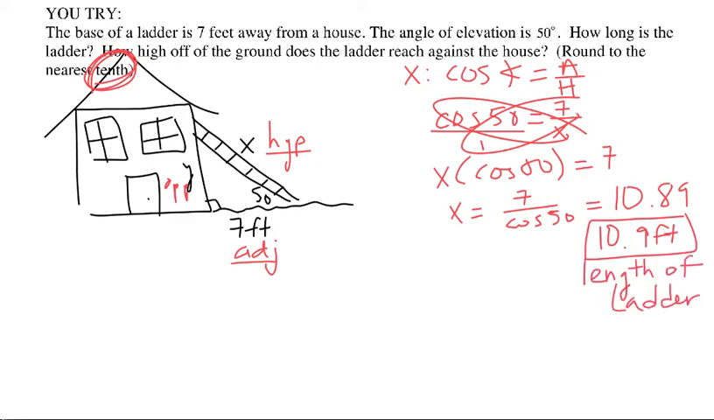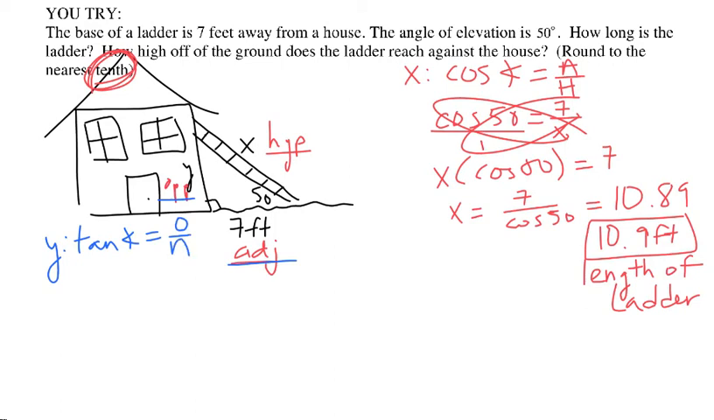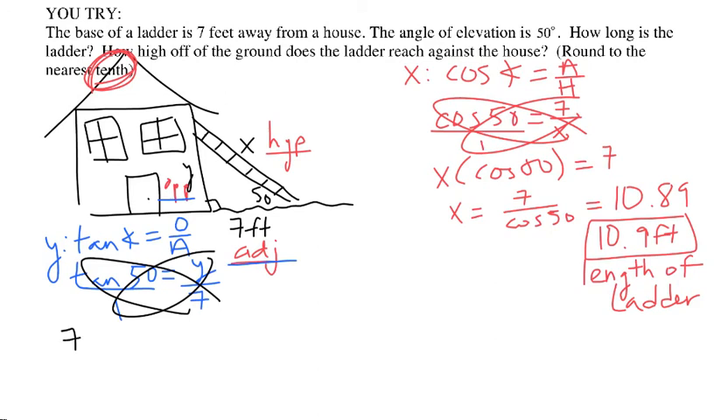Then to find what the y value is, you are using opposite now and that adjacent. So the one that uses opposite and adjacent for the y would be our tangent. So our tangent of our angle is always opposite over adjacent. So we're going to have the tangent of 50 equals our y over the 7. Put it over 1, cross multiply. So we get 7 times the tangent of 50 equals our 1y. So then we just have to type this in the calculator.